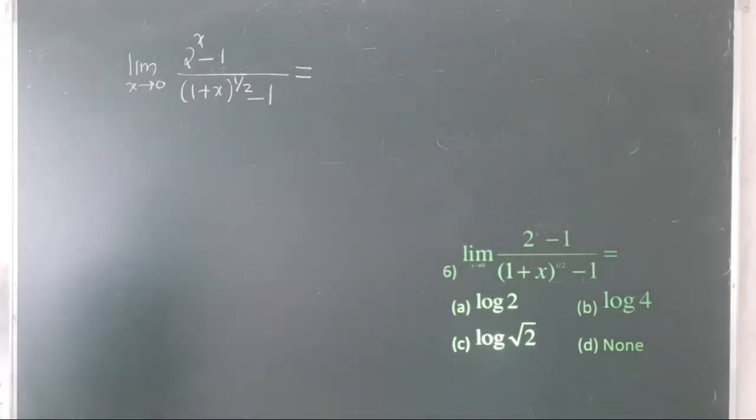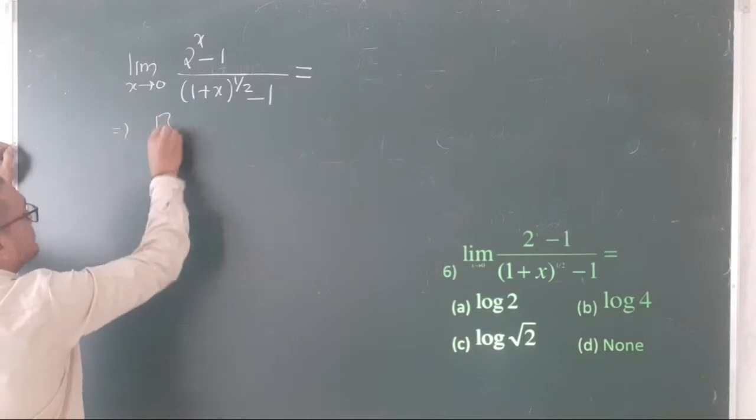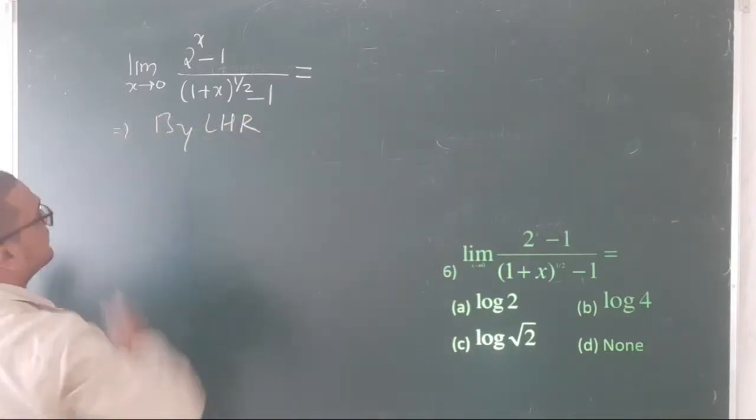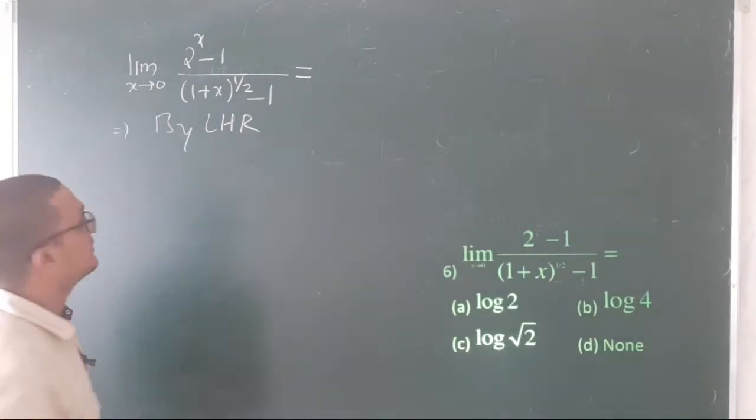Okay, substitution or rationalization also not possible, factorization is not possible only. Then we are left with what? L-Hospital rule. Okay, so by L-Hospital rule you have to differentiate numerator and denominator separately.